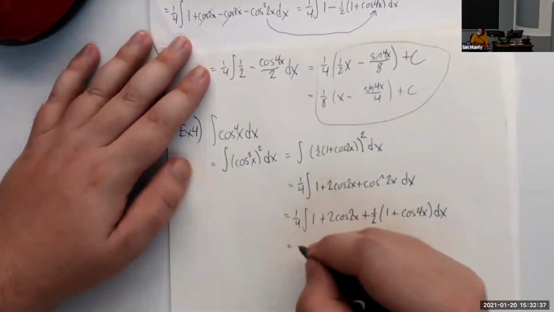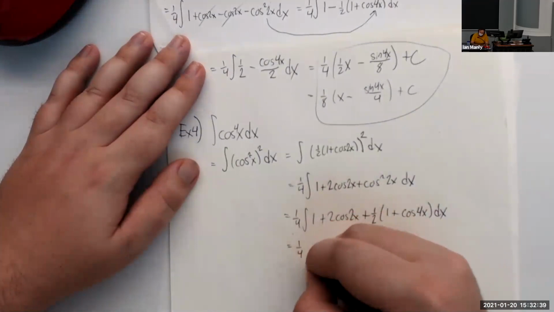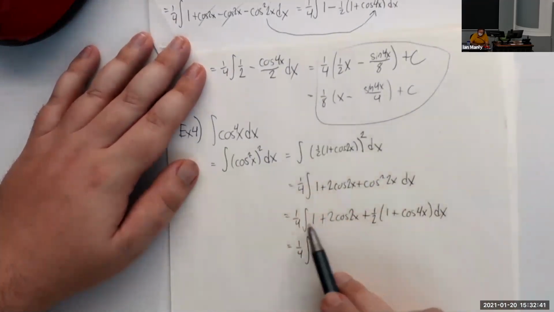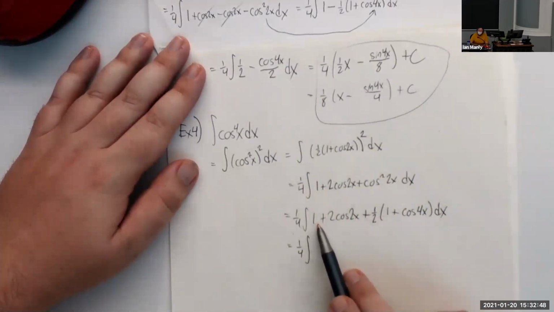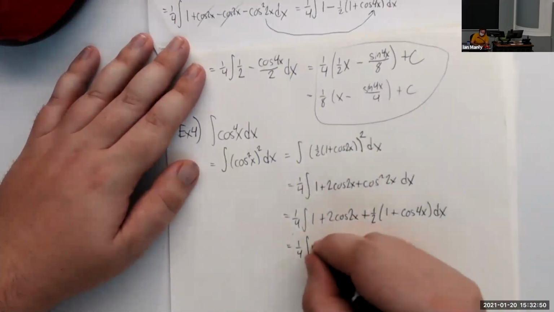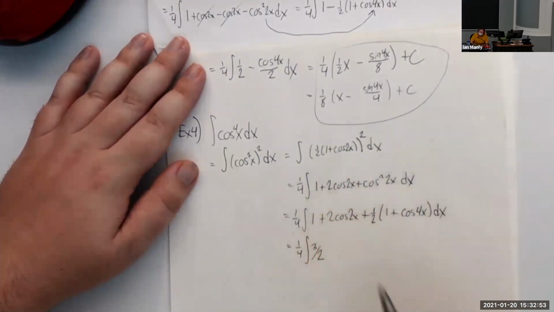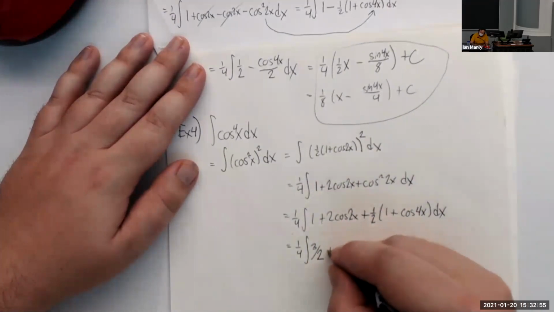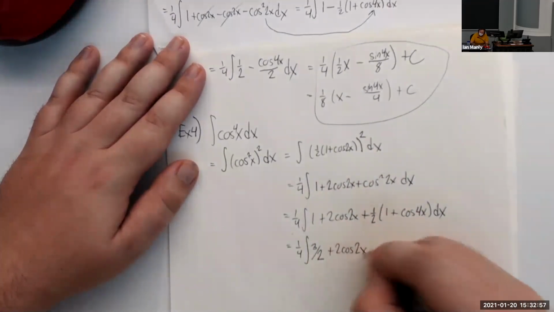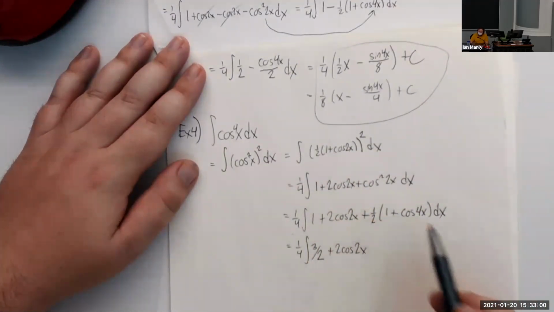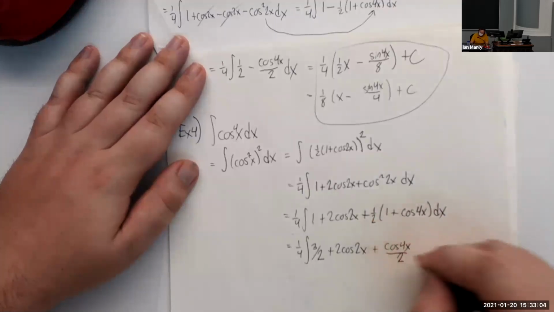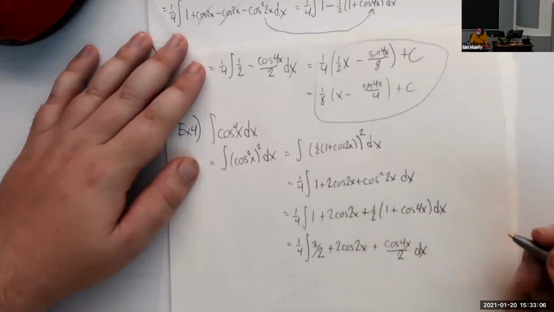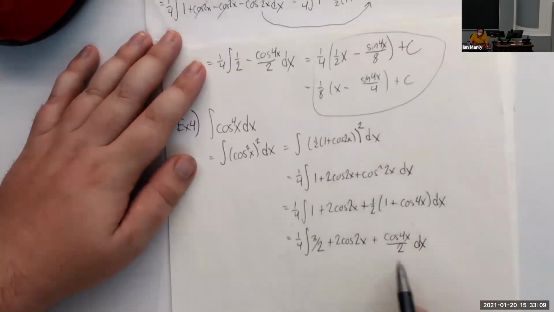Let's clean things up a little bit before we integrate. So I have 1 here, and then I have 1/2 times 1 here. So this is going to be a half, this is going to be 1. That means my constant term in here is going to be 3/2. And then I have 2 cosine of 2x still. And then finally, I have 1/2 times cosine of 4x. All righty, so now this is about as nice as we can get it.